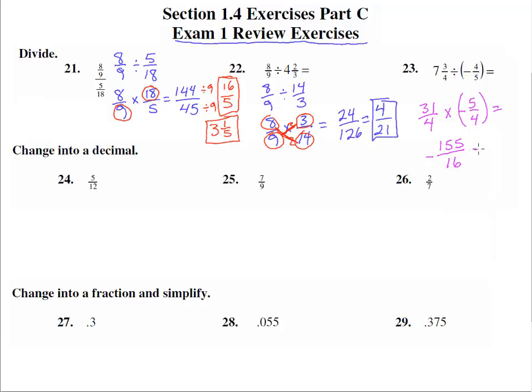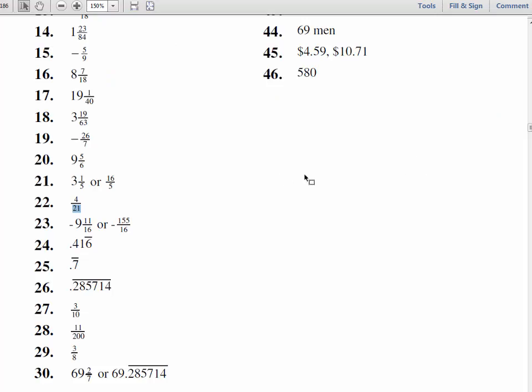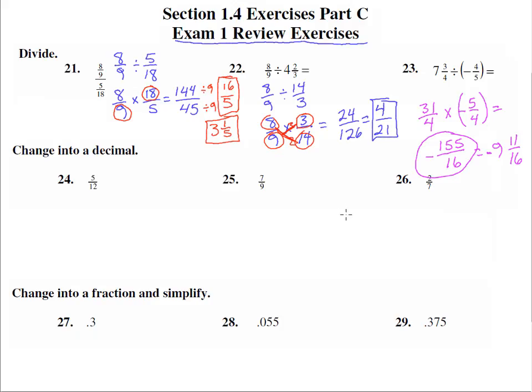We could rewrite that as 16 goes into 155 9 times, that'll give us 144 and 11 left over. Either one of these is okay. Let's check our answer. Yeah, -9 and 11/16 or -155/16. Excellent.